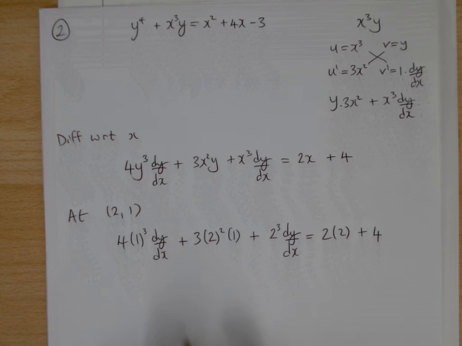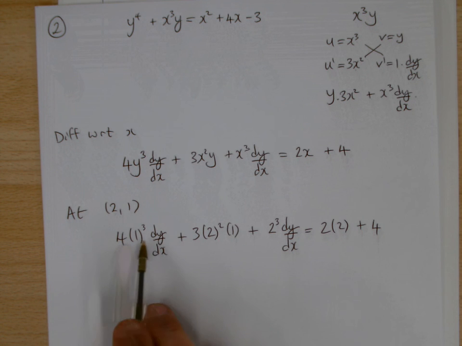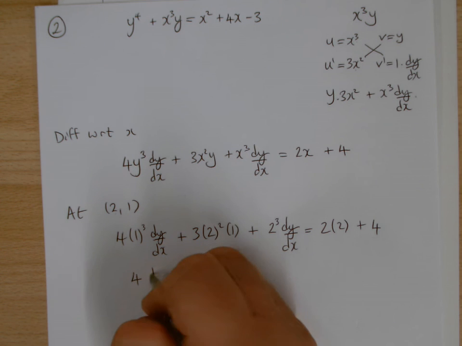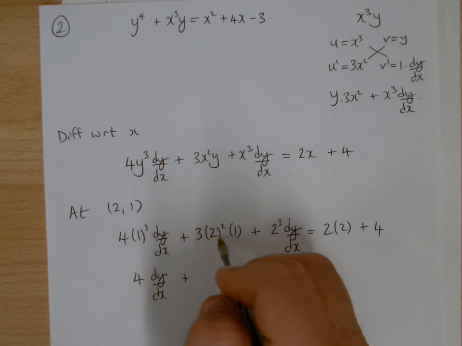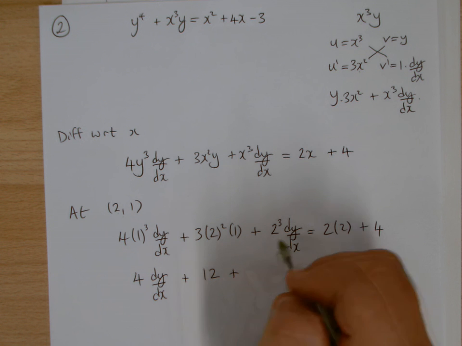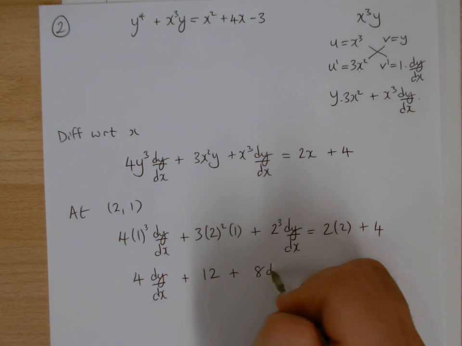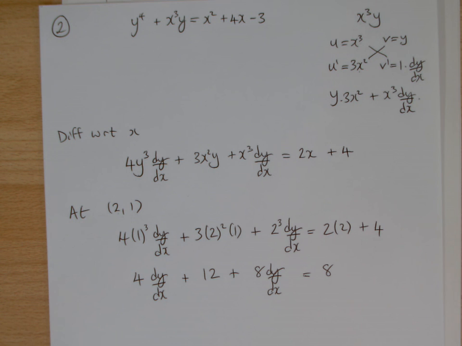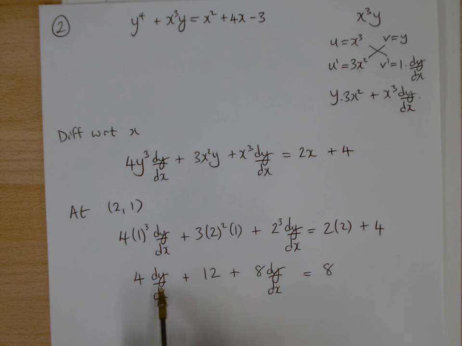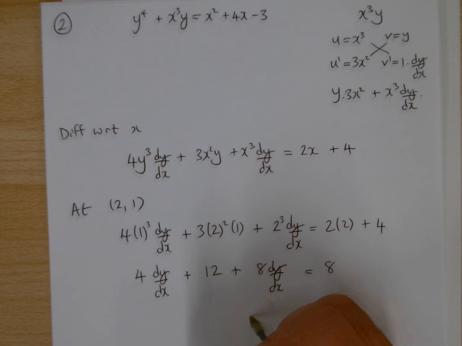Okay. So then, taking our time on this, 4 times 1 cubed is just 4. So it'll be 4 dy/dx. 3 times 2 squared times 1, that will be 12. 2 cubed is 8 dy/dx. On this side then, you get 8. 2 times 2 plus 4 is 8. So we can put the dy/dx's together. 4 dy/dx add 8 dy/dx is 12 dy/dx.